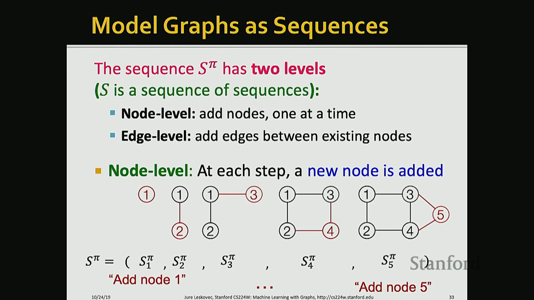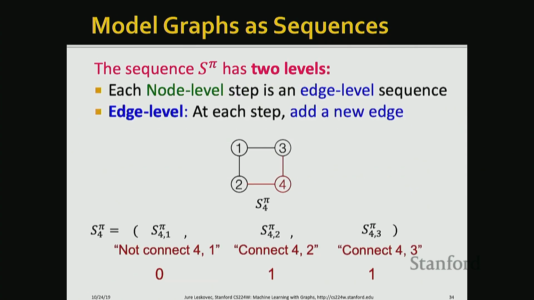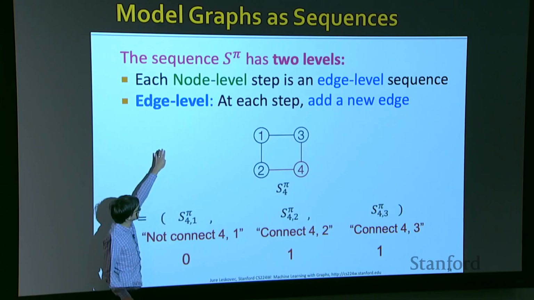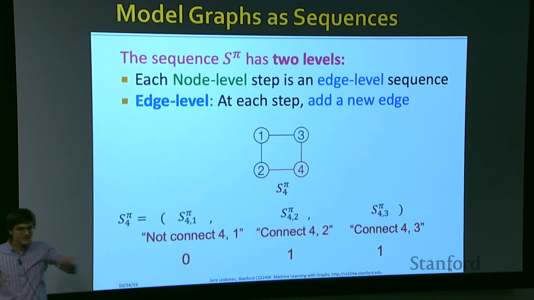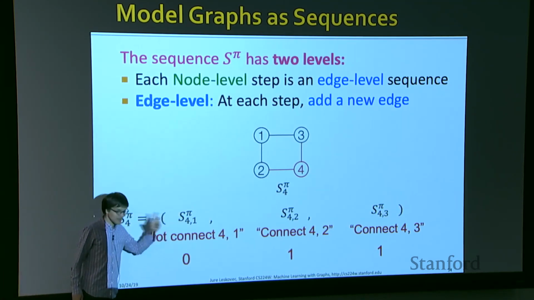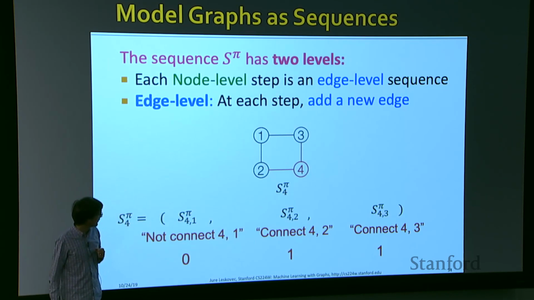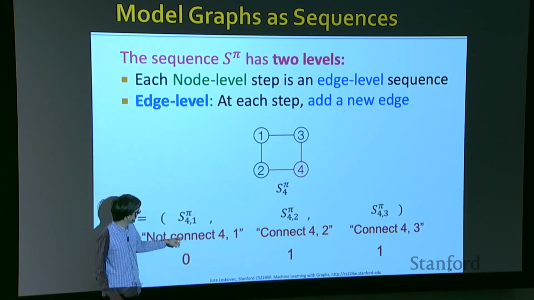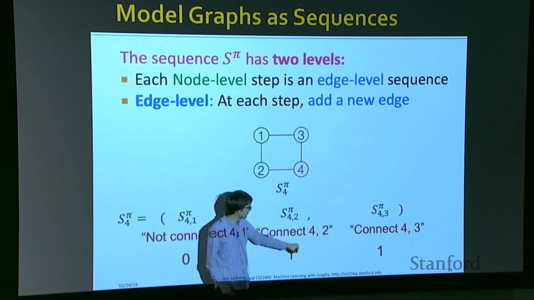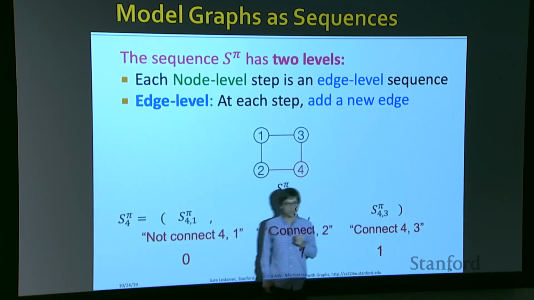One generative process is very simple. It just adds one node at a time. Okay? So the node level generative process says add node, add node, add node, add node. And then the interesting one is really this edge generative process that says, now that we have added the node, let's decide where this node will connect. Right? So we will have another generative process that will now say, take the node, don't connect it to node 1, don't connect it to node 2, but connect it to node 3.